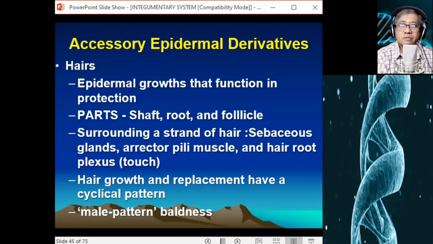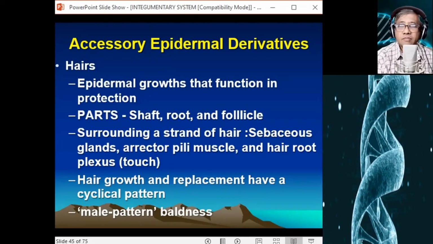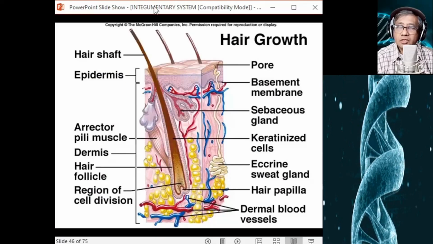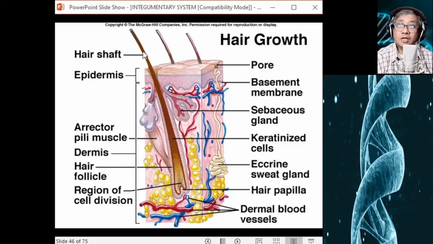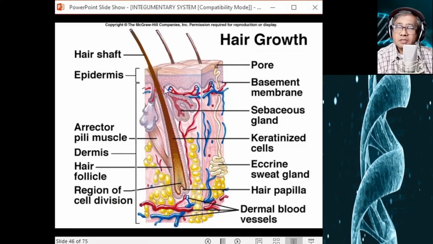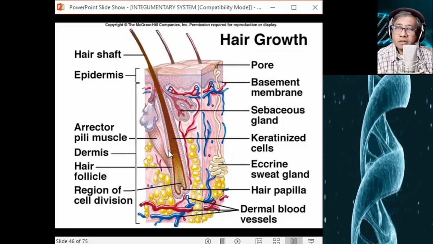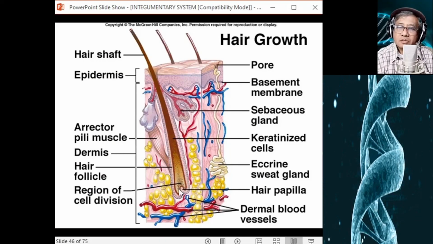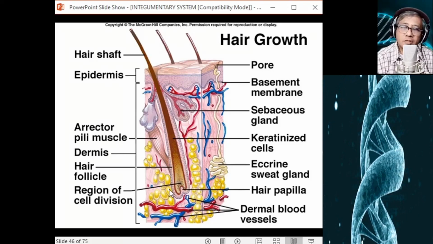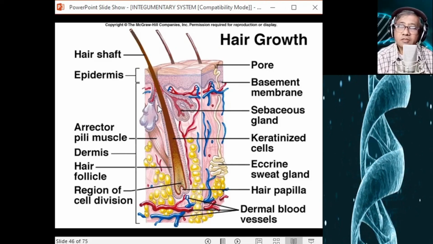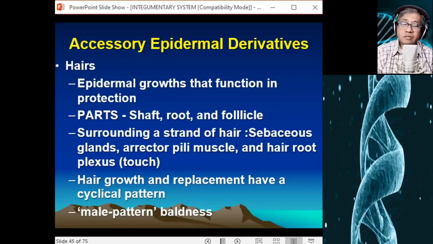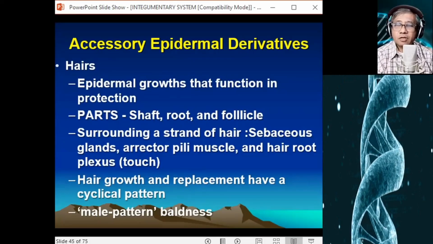Okay, so parts of the hair include the following. So, you have the shaft, the root, and the follicle. Ito yung shaft. Yung shaft, ito yung sinusuklay natin. Yan yung hair shaft. Then, beneath that is the root. The root is surrounded by the hair follicle. Ito yung root, yung pinakailalim, then ito yung hair follicle. Yung hair follicle is made up of actively dividing cells. Kaya tumataas, or humahaba yung hair shaft. Alright, so again, those are the major parts of the hair: shaft, root, and follicle.